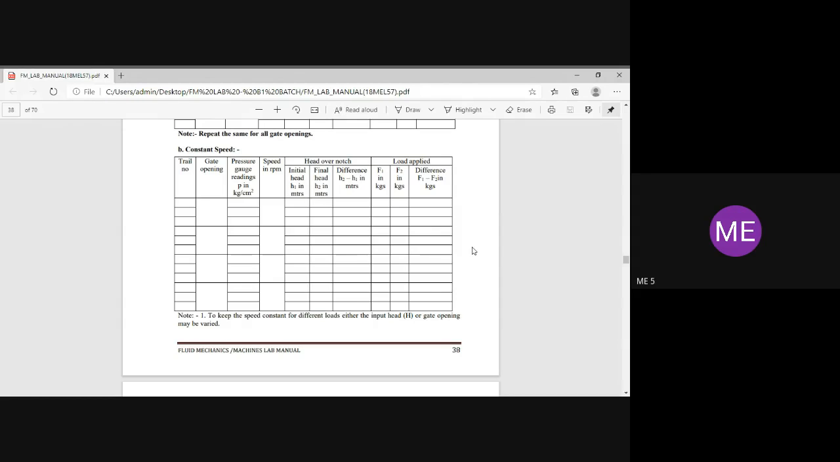And here in speed, same thing. Same tabular column, only the speed varies. In constant speed, the speed remains the same and the head varies, and in the case of constant head, the head remains the same and the speed varies. That is the difference, and the remaining tabular column is the same. Next, all of you have to note down the constant speed tabular column.